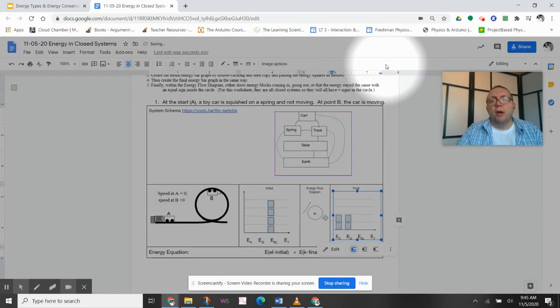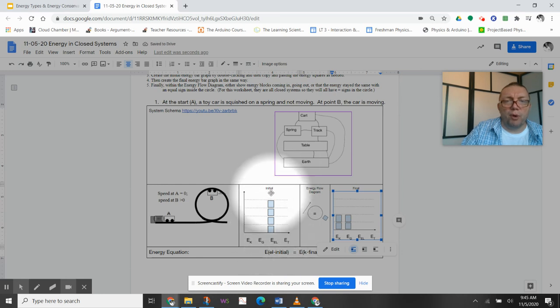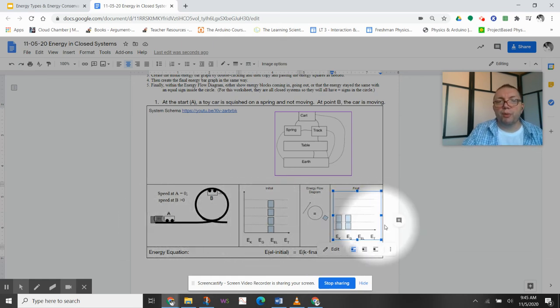So now, when I go back here, I say, hey, 4 initial bars of elastic energy in the beginning equals 2 bars of kinetic final plus 2 bars of gravitational final. We're done with our energy bar chart.